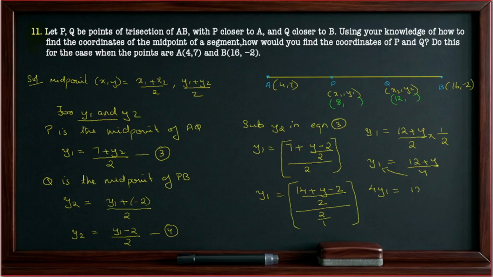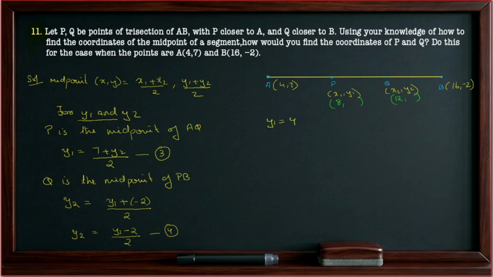I'm going to take this 4 to the left hand side, so this will become 4 y1 is equal to 12 plus y1. You have to write y1, I just forgot to write it in between. And taking this y1 to the other side, it will become 4y1 minus y1 is equal to 12, and this is 3y1 is equal to 12. y1 is equal to 12 by 3, which is equal to 4. Now substitute this y1 is equal to 4 in equation number 4, so that you can find the value of y2.